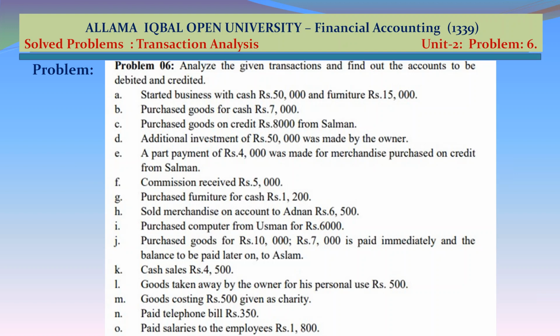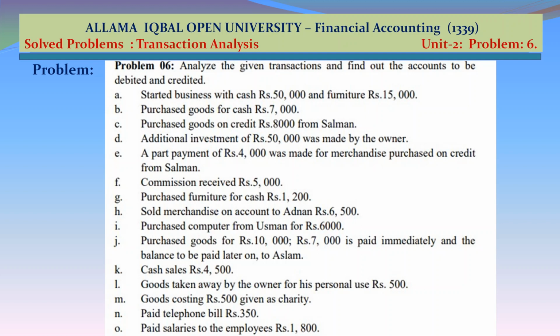Transaction analysis problem. Analyze the given transactions and find out the accounts to be debited and credited. A. Started business with cash 50,000 rupees and furniture 15,000 rupees. B. Purchased goods for cash 7,000 rupees. C. Purchased goods on credit 8,000 rupees from Salman.